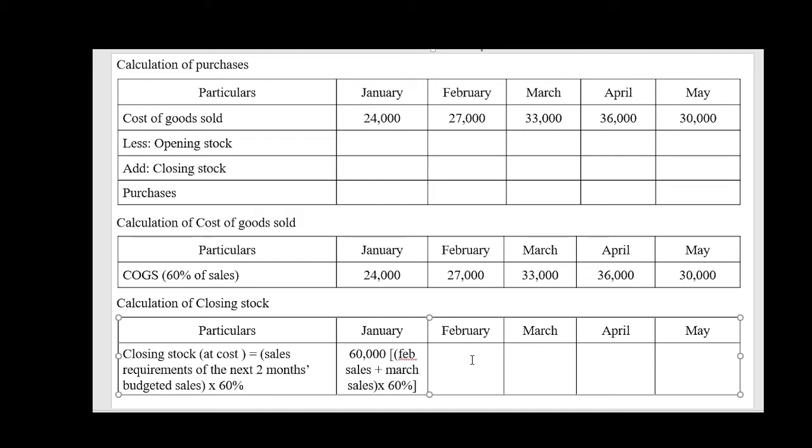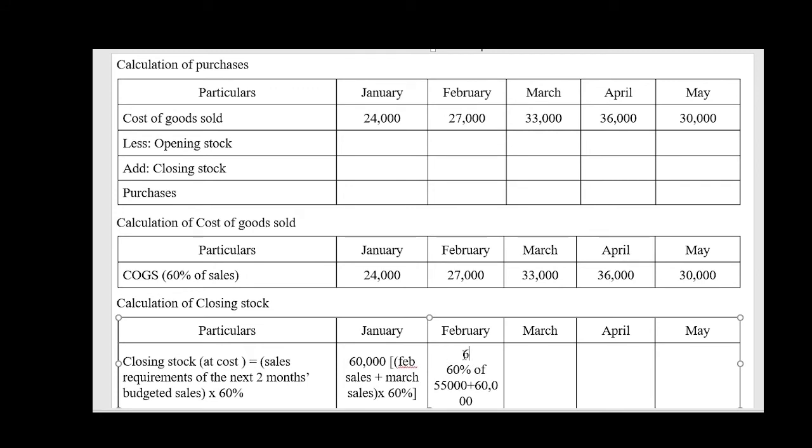So for the month of February, we should take the sales of March and April. March sales is 55,000, April sales is 60,000. Of that, we need to take 60%. So it is 60% of 55,000 plus 60,000. That comes to 69,000.